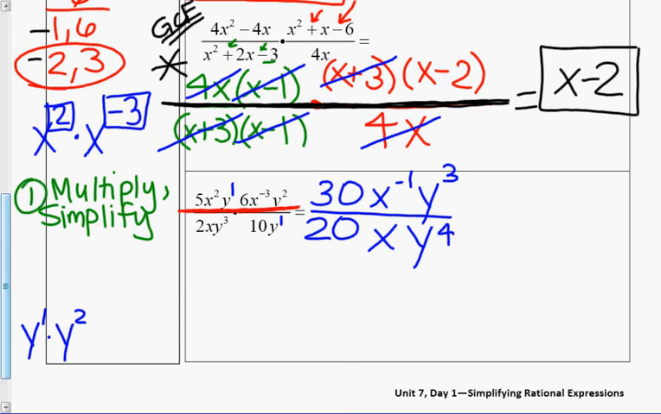Okay? We're going to multiply, then simplify. So remember, numbers with numbers, variables with variables. So here I want to simplify 30 and 20. I remember that you can divide each of these by 10, so those zeros go out. And I'm going to start writing my final answer here. So I have a 3 in the numerator and a 2 in the denominator.